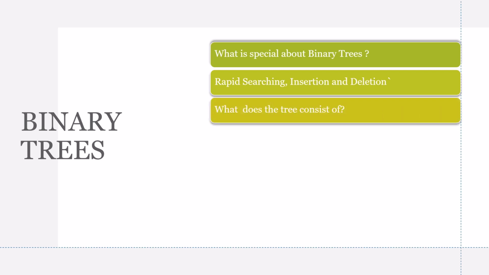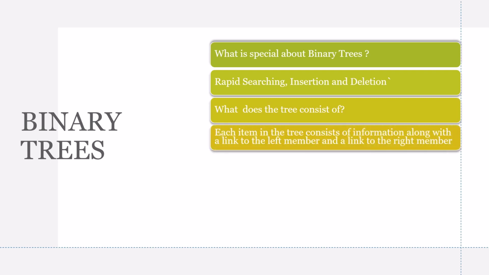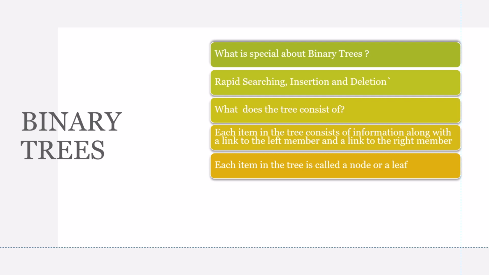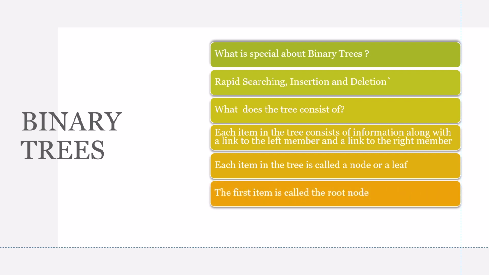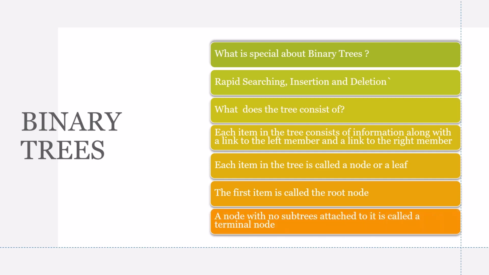Just like a tree, the binary tree consists of nodes, which in technical terms are data items. Each item in the tree would consist of information along with a link or a pointer to a left node and a link or a pointer to the right node. Okay, so each item in the tree is called a node, as I said earlier, but is also referred to as a leaf. The first node or the topmost node is called the root node. Any node that does not have any subtree or any other node attached to it is called a terminal node.